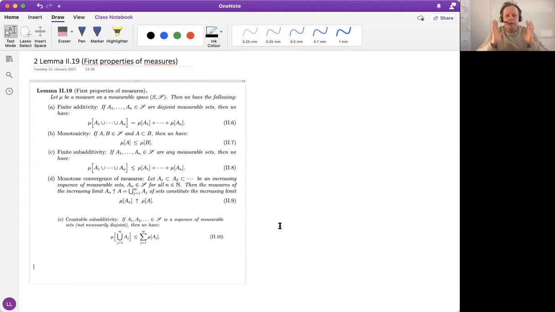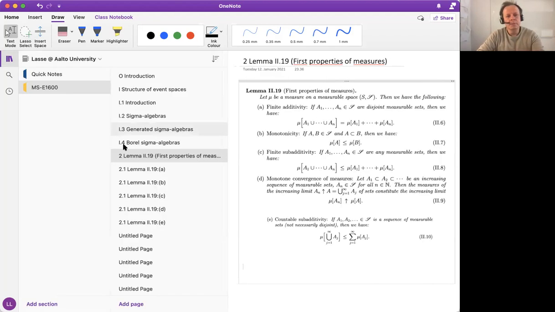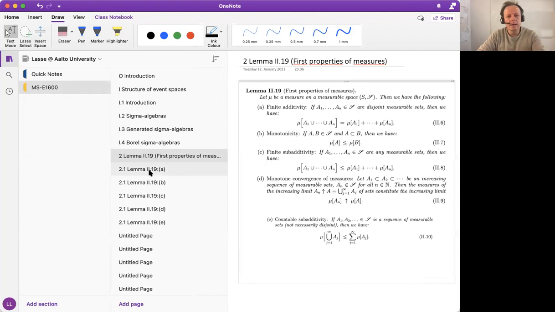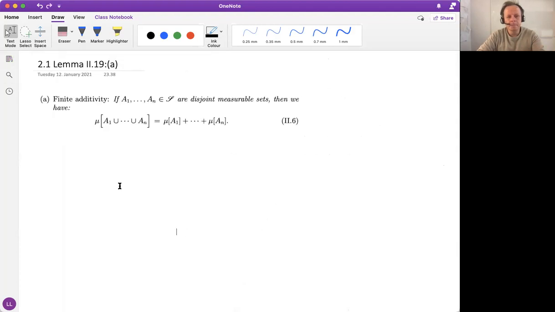Here is one theorem from Kytölä's lecture notes, Lemma 2.19, called First Properties of Measures. This is, in a nutshell, lots of important fundamental things about measures. Let's study how this theorem is proved and how it works. We assume that mu is some measure, any measure, nothing else. Then there are 5 properties that are claimed. Let's study each of them in detail.